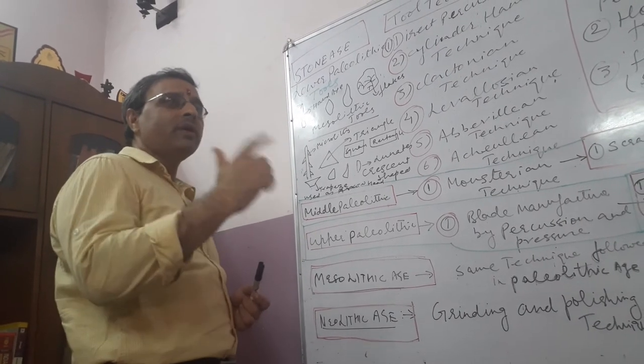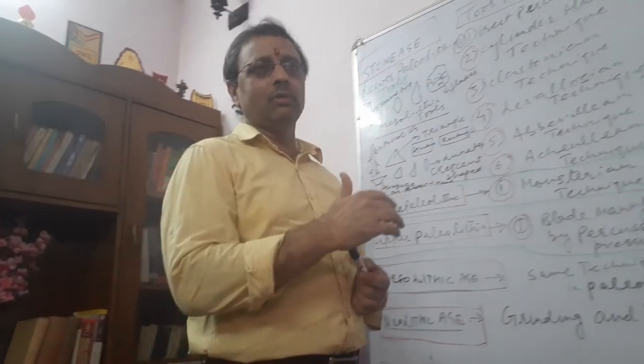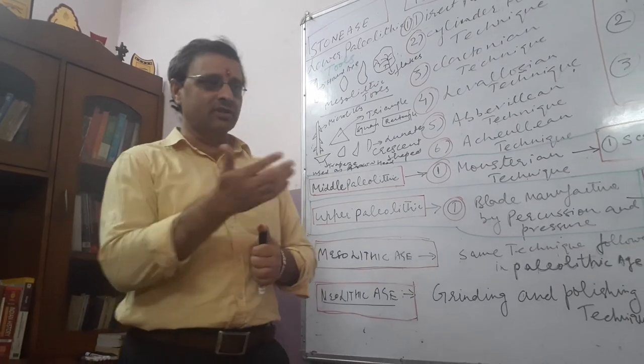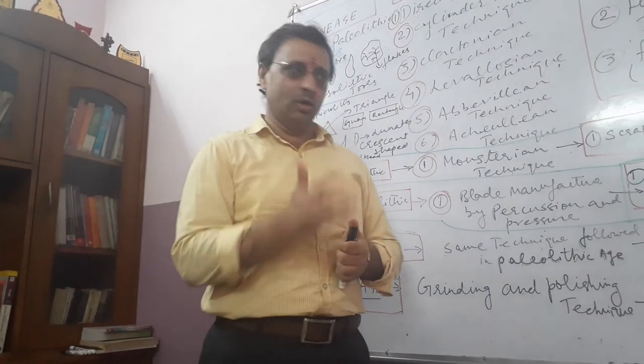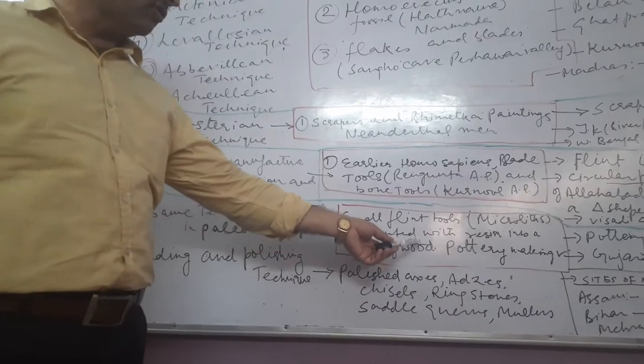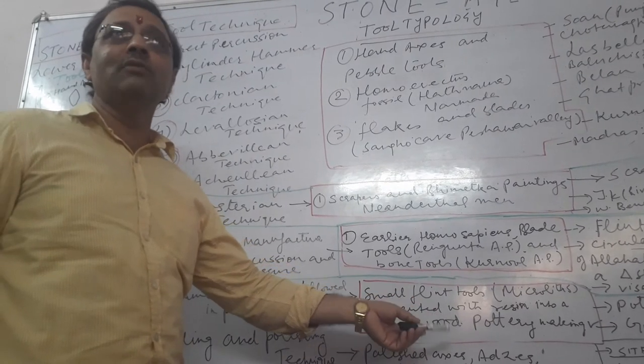That was the important industry that gives a separate recognition to the Mesolithic age, the microliths. And Mesolithic, as I told you, is the transition phase from the Paleolithic age to the Neolithic age. These microliths were cemented with resin into a piece of wood. Pottery making was also started at this time.